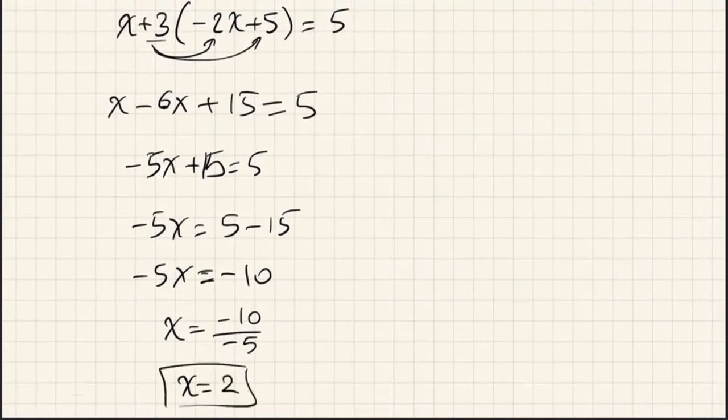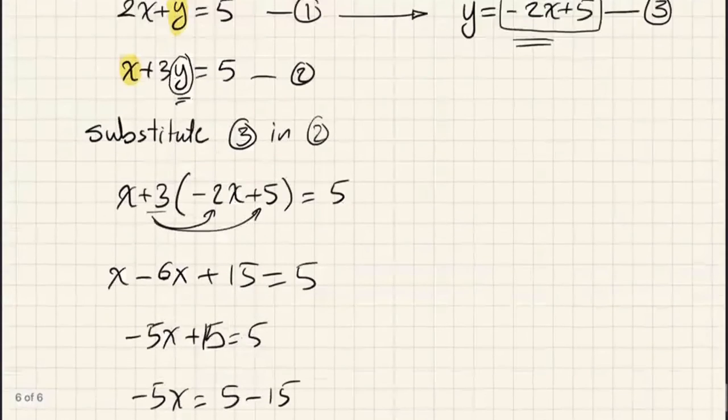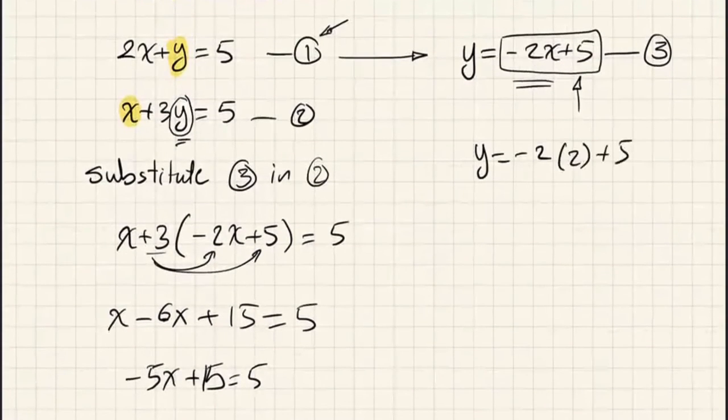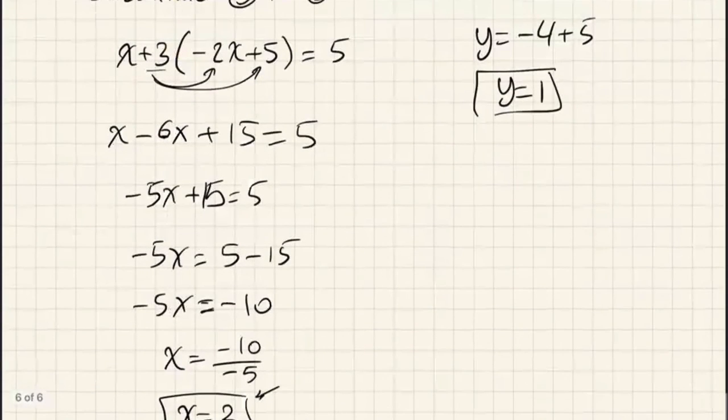So this is x. Now I need the y. So next step, I have to substitute this x in number 3. I will get y directly. So y equals negative 2 times x, I got the x, which equals 2. So negative 2 times 2 plus 5. Okay, so y equals negative 4 plus 5, which means y equals 1. So my solution is 2 and 1, x and y. Now what I have to do is check. Now I finished my solution.